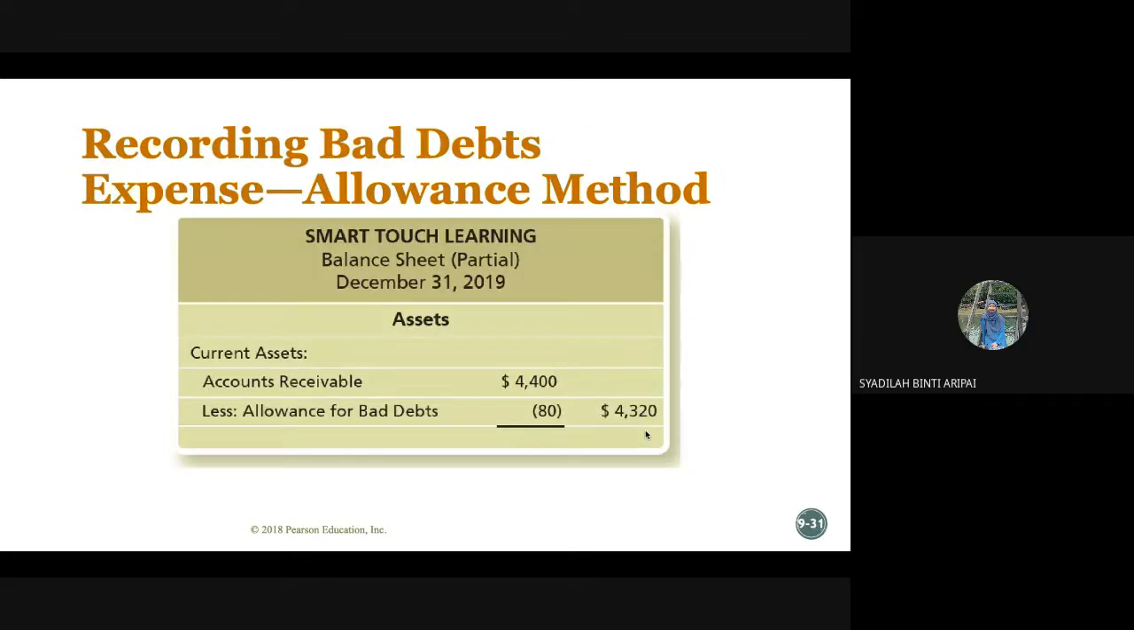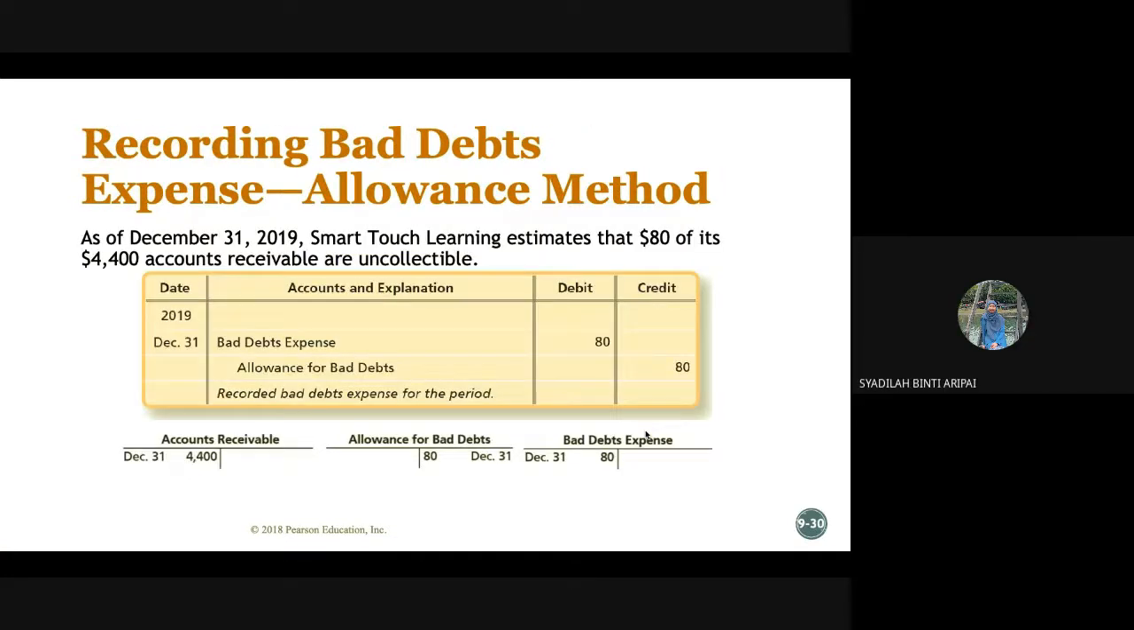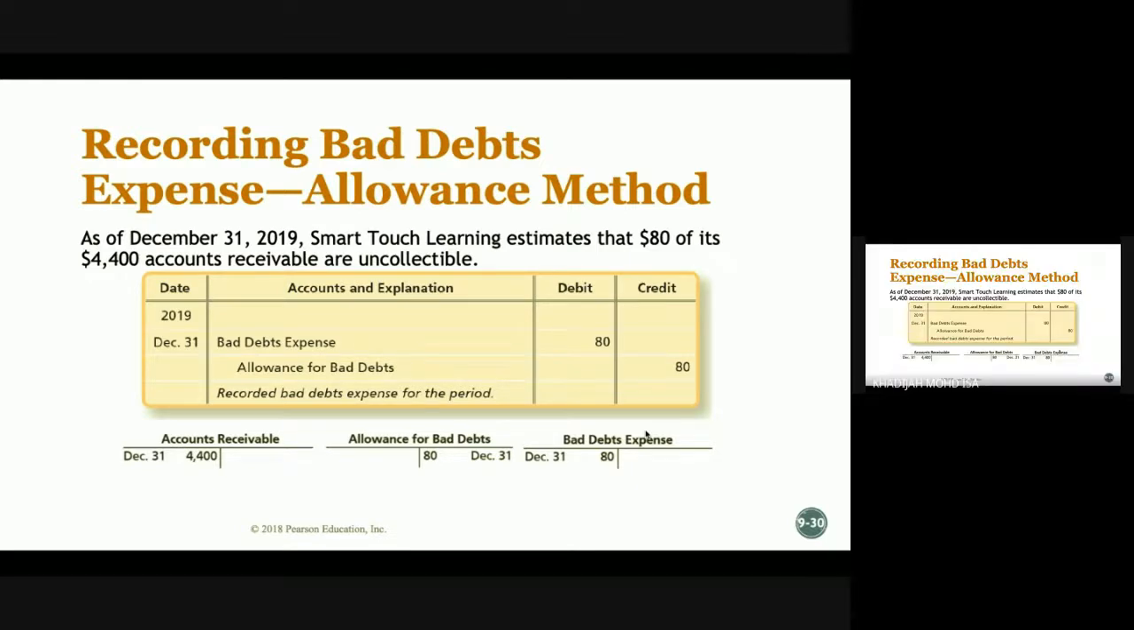Madam, can I ask, is bad debt expense the same as hutang ragu and peruntukan hutang ragu? Yes, it is. I see. Thank you, ma'am. Yeah, here I'm showing you how to record the bad debts, the uncollectible, under the allowance method.